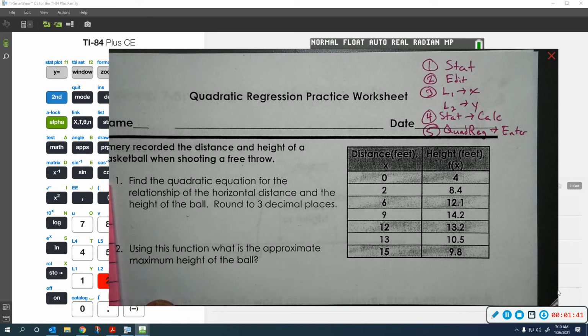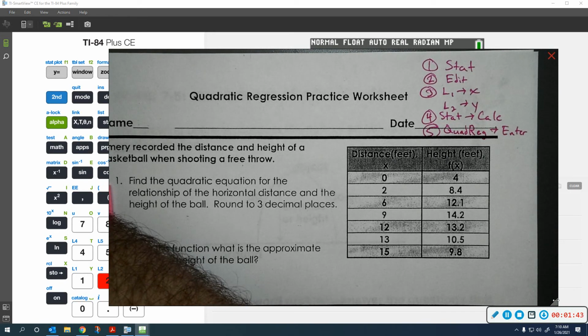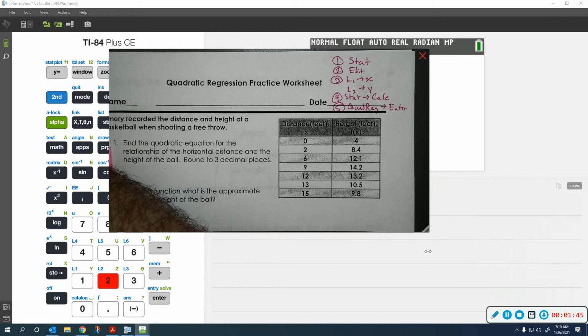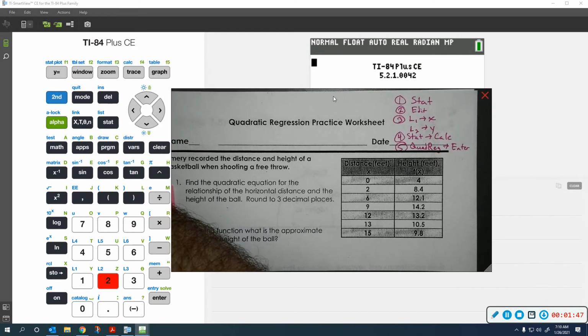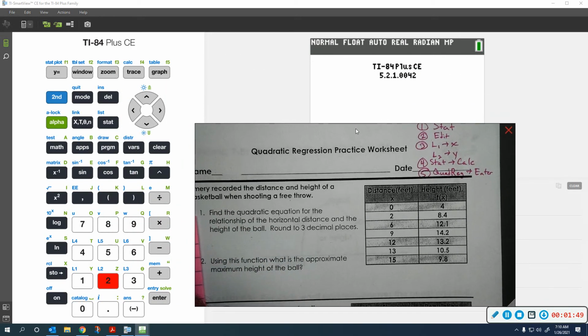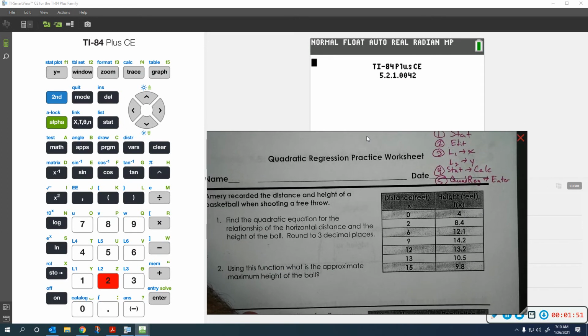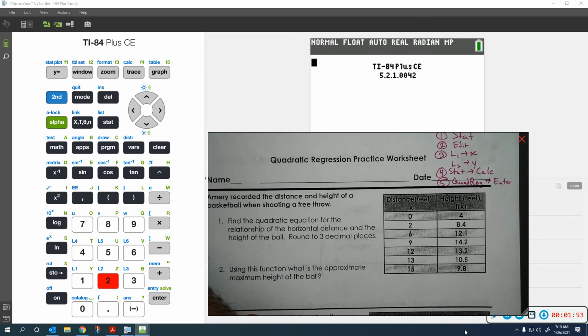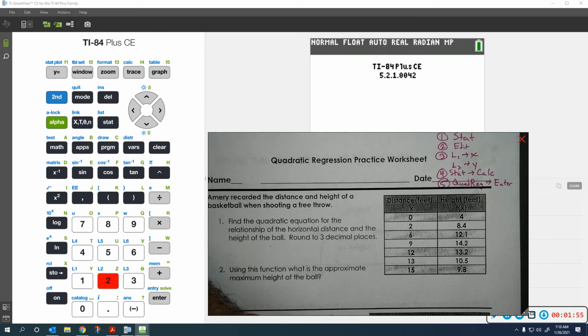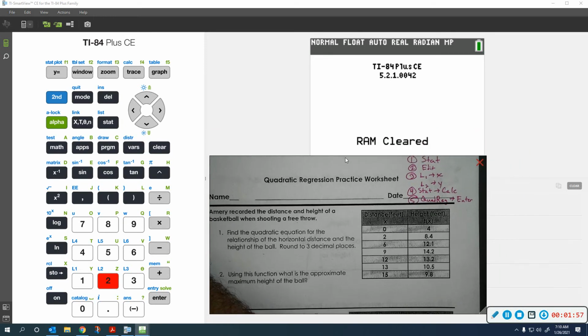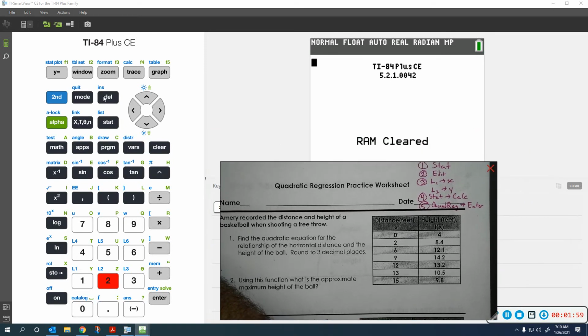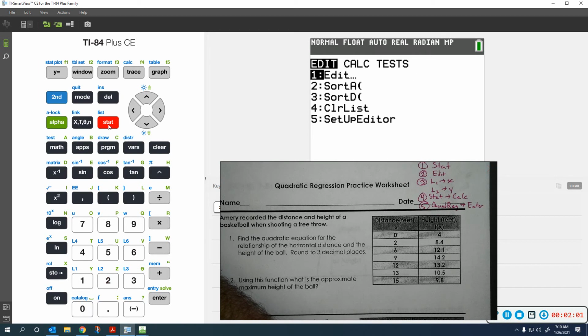So now we're going to go through those steps on our calculator together with this table. So question 1 says find the quadratic equation for the relationship of a horizontal distance and the height of the ball, round to 3 decimal places. So our first step, we're going to go to Stat, menu, Edit.